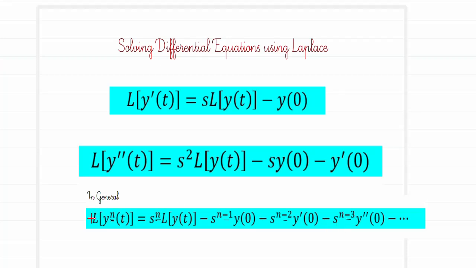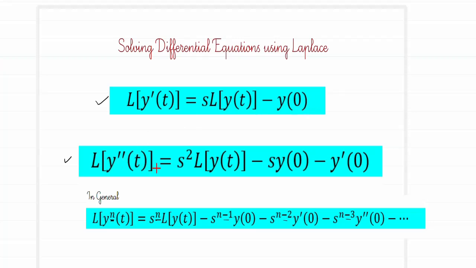In general, the problems which we are going to solve will be involving the first and the second derivatives. So let us first try memorizing these two formulae for the application of Laplace to solve differential equations. We have the first derivative: Laplace of y dash of t is s Laplace of y of t minus y of 0. Apart from the first term, all the remaining terms are going to be negative.